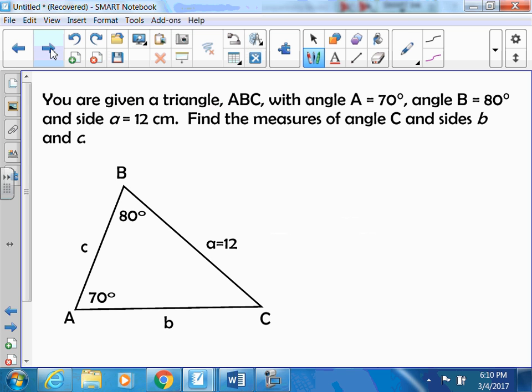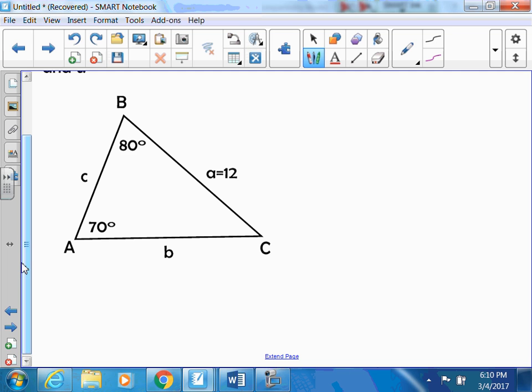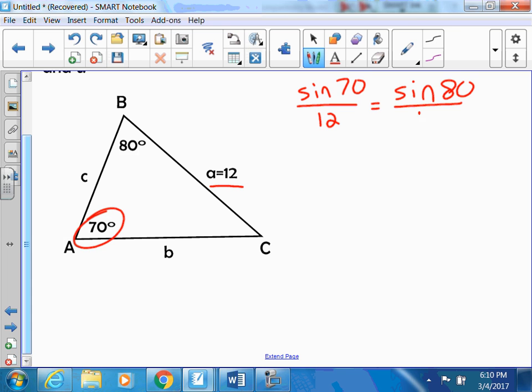Okay, so now we're actually going to put this into practice. All right, so first question, can we use the law of sines? You have to look: do I have an angle and a side that I know that are opposite of each other? We have that here and here. So we're going to do the sine of 70 over 12, and that has to equal the sine of 80 degrees, over b.